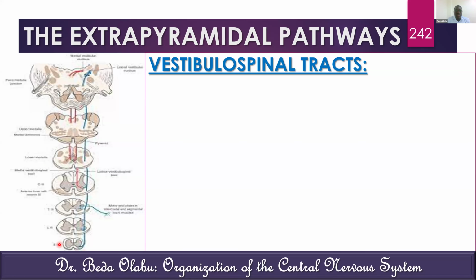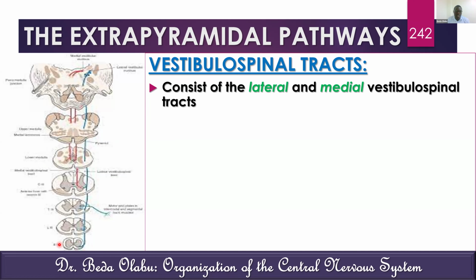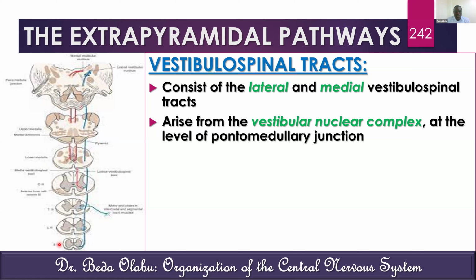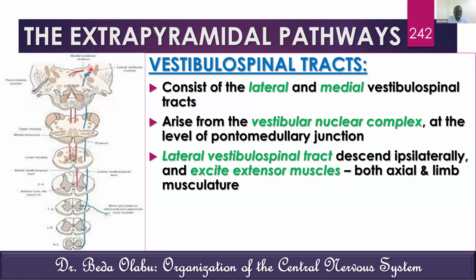We also have what we call the vestibulospinal tracts. There are two tracts that constitute the vestibulospinal tracts, the lateral and the medial vestibulospinal tracts. They arise from the vestibular nuclear complex. Vestibular nuclear complex is located at the level of the pons and the medulla. We can call that pontomedullary junction, so around that region. Usually, there's a lateral vestibulospinal tract that will be an ipsilateral pathway, so the blue.